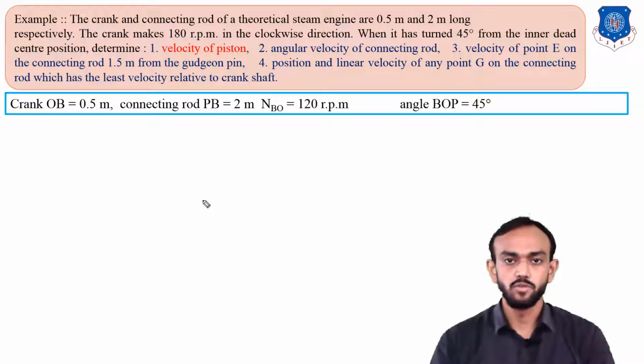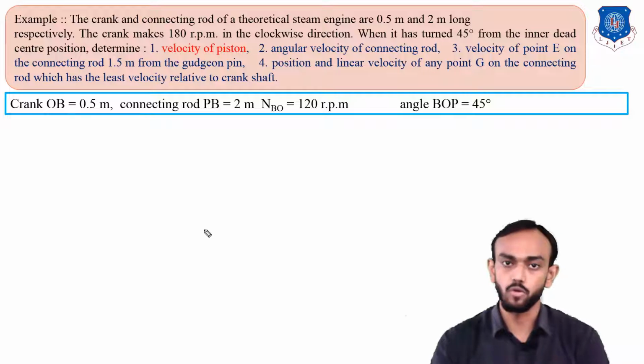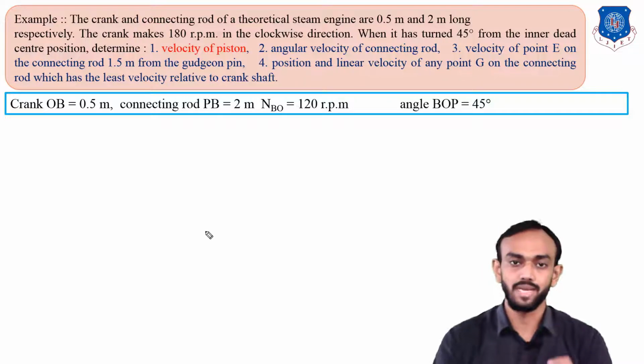Okay, as you can see on the screen, what is given? The crank OB is 0.5 meter and the connecting rod PB is 2 meter. So how do we draw this space diagram or configuration diagram? What scale do we have to take? First of all, you can see the largest dimension is 2 meter and the smallest dimension is 0.5 meter, so the crank will be very small. So we have to choose the scale very carefully. Otherwise, our crank will be very small.